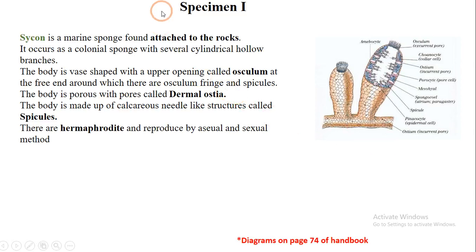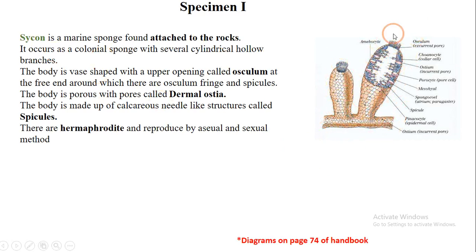The next one, specimen eye. The first specimen for spot eye is Sycon, which is also known as the marine sponge, and these are usually found attached on the rocks in the water beds. Now it occurs as a colonial sponge. Okay, so they will never appear as a single one. They will always appear with several cylindrical hollow branches.